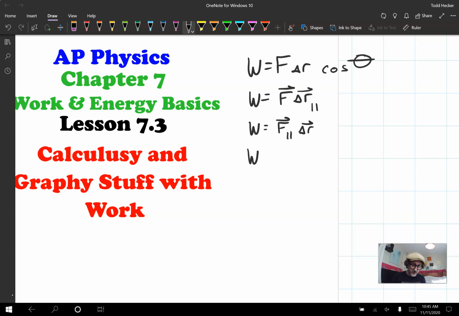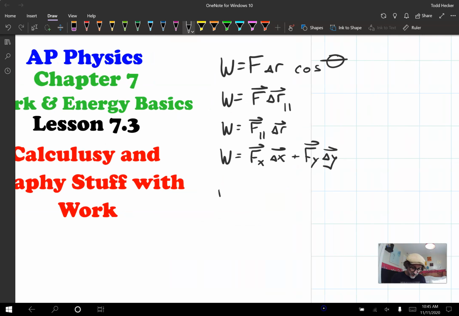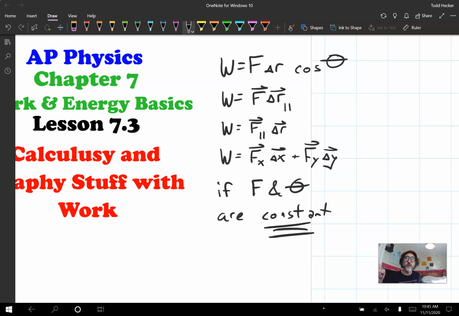Or finally, you could use the mathematical equation for a dot product, which is you multiply the horizontal component of the force by the horizontal component of the displacement, and add that to the vertical component of the force multiplied by the vertical component of the displacement. So those all worked, if F and theta are constant. It only works if your force and your angle are constant.